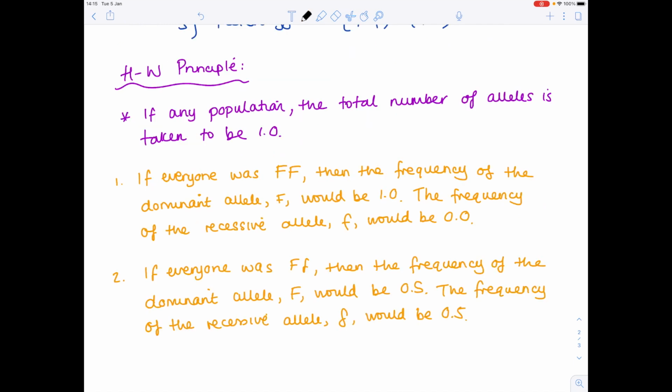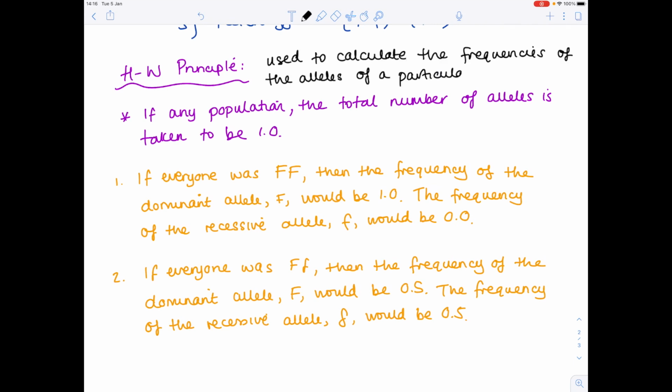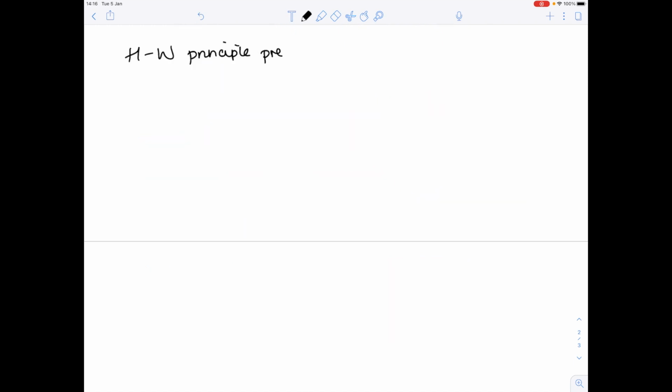So what is the point of the Hardy-Weinberg Principle? Well, it's used to calculate the frequencies of the alleles of a particular gene in a population. The Hardy-Weinberg Principle also predicts that the proportion of dominant and recessive alleles of any gene in a population remains the same from one generation to the next.